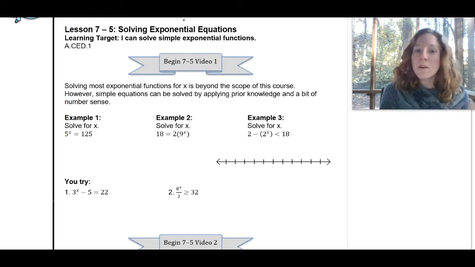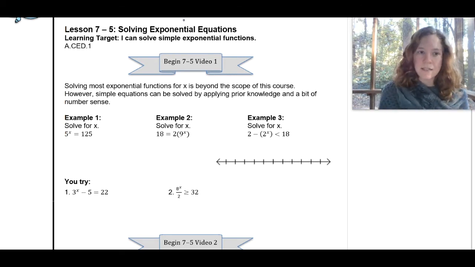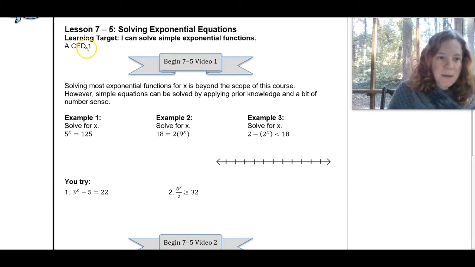So solving most exponentials, like I said, is beyond this course. You'll hit it in probably 11th grade. But simple ones, if we apply a little bit of common sense and prior knowledge, then we can figure this out. Here's what I mean by that.